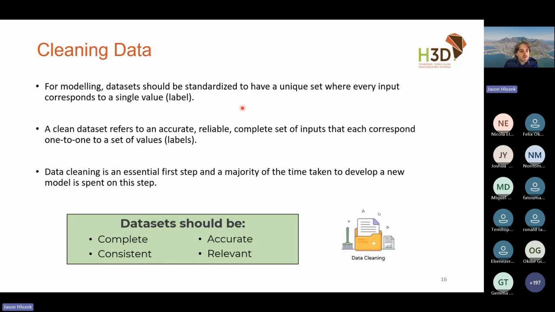And in general, what we're looking for is we want a unique set of inputs. And if they have labels, they each correspond 1-to-1 to an output label. So we don't want multiple inputs with duplicate compounds with the same value, and we don't want one compound that's got multiple labels. We want a 1-to-1 relationship.